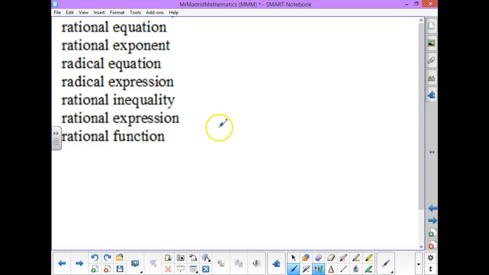Multiplying and dividing rational expressions. Long title, let's break it down. Multiplying and dividing, you're very well aware what those operations do, right? And rational expressions are simply, okay?